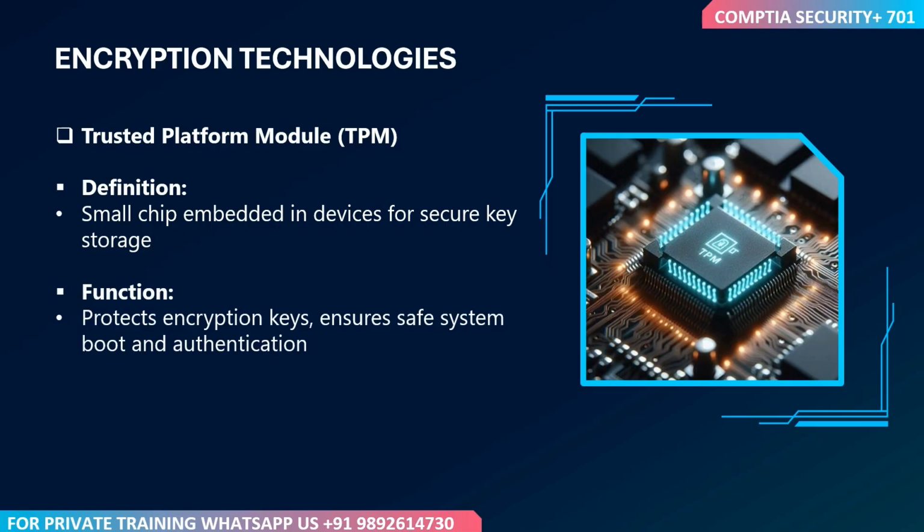TPM works by storing cryptographic keys, that is special codes used to lock and unlock the data, inside the chip itself. These keys are never exposed to the outside world, meaning even if a hacker gains access to the computer's hard drive, they won't be able to retrieve the encryption keys. The chip ensures that only authorized actions can take place on the system.